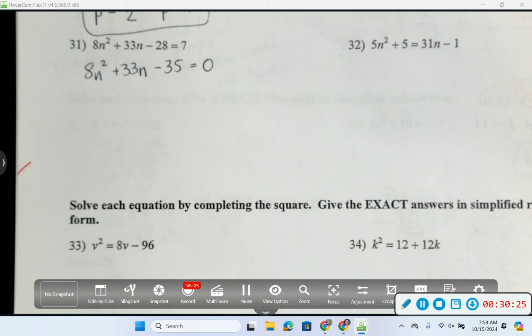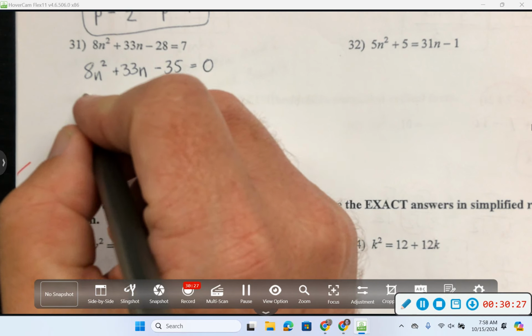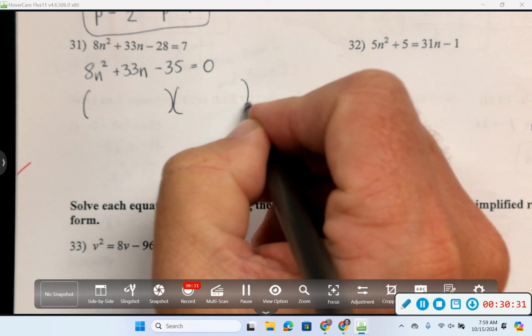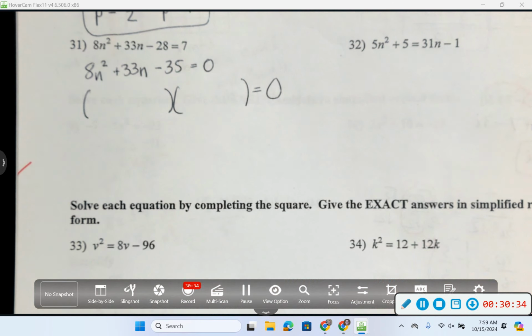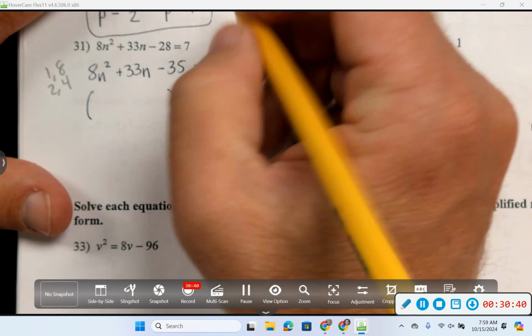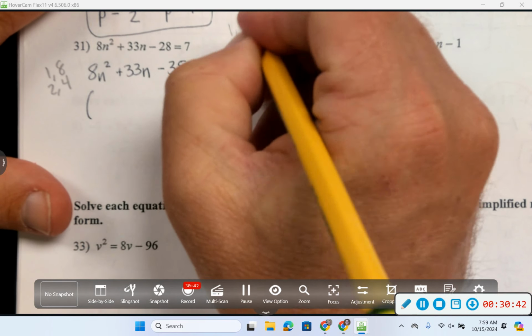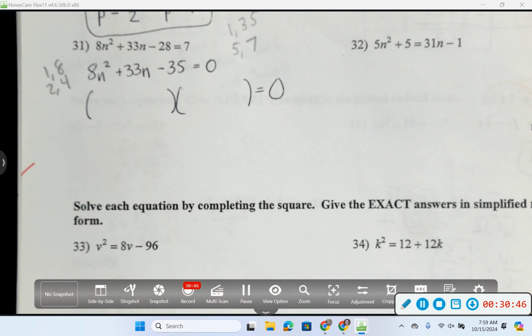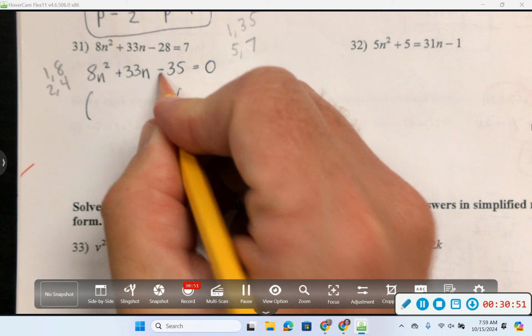Okay, back to 31. Ugh. There's a lot of options here. Definitely reaching for the pencil rather than the pen. Because I got 1 and 8, 2 and 4, 1 and 35, 5 and 7. So that's a whole lot of combinations. The signs will need to be different.